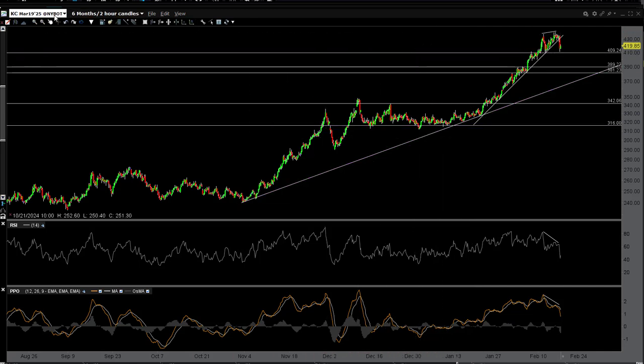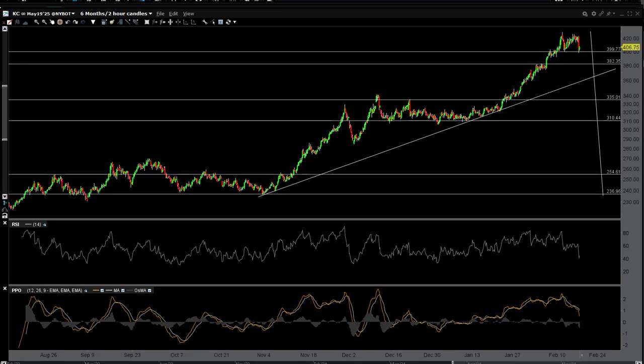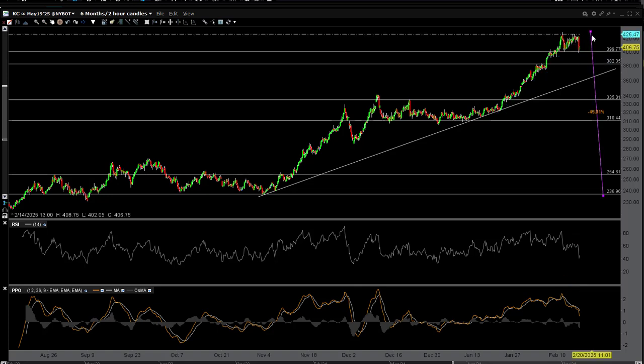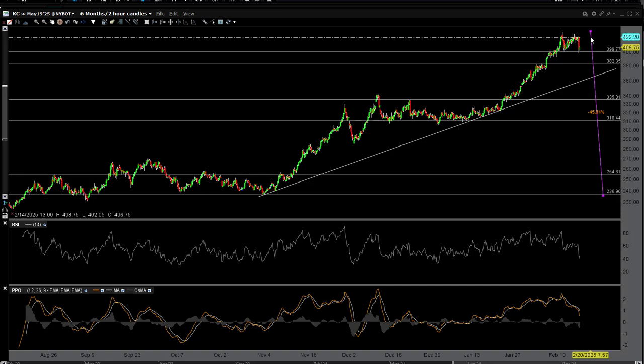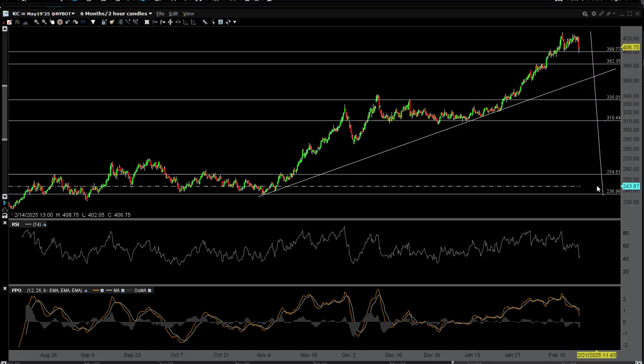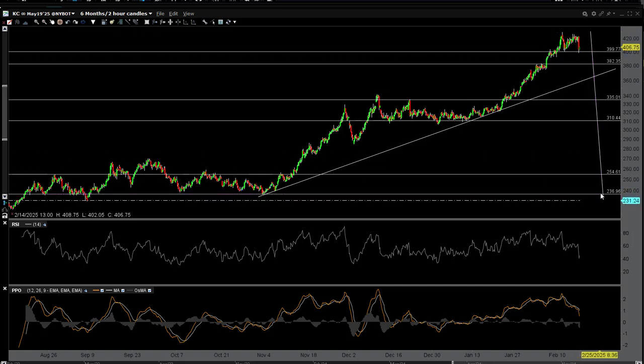That's the March contract, but I'm actually in the May. Let me show you that one real quick. This is the May, my 6-month chart. There's the breakdown today, and it hit that first support. And this is just that measured target, but coffee usually falls about 50% when it goes parabolic. So I'm swinging it down to about 237 ultimately.